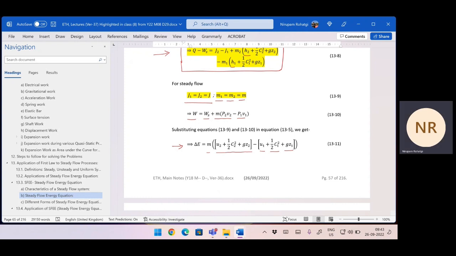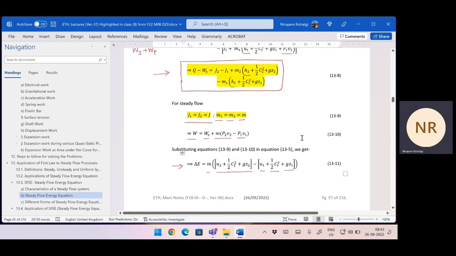It becomes, because m1 is equal to m2 and J1 has become equal to J2. So what has happened is, okay, this J1 and J2 will cancel out and m1 will be equal to m2. So you will get delta E equal to this. Okay.